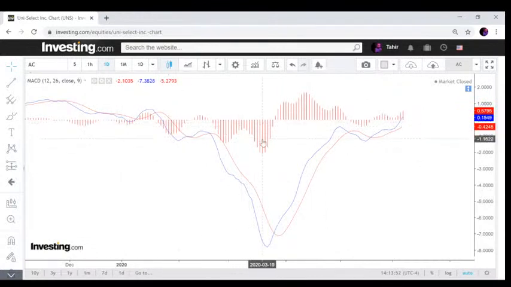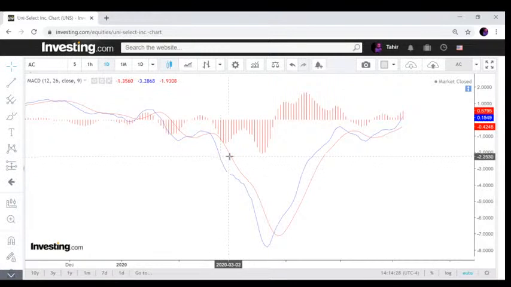And the third component is this histogram. We call it a bar chart also, and this is the zero axis. If you can see my cursor here, this x-axis is currently at the zero line. So this is the zero axis, and above is positive and below is negative. The height of these bars shows you the strength of the divergence or the convergence, as the name says: moving average convergence and divergence.